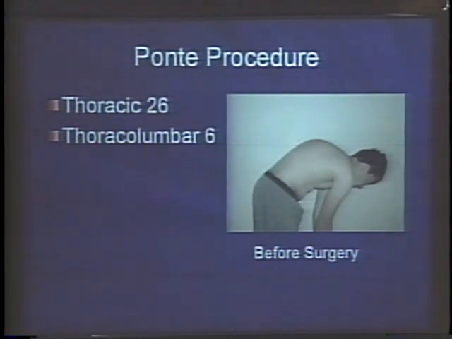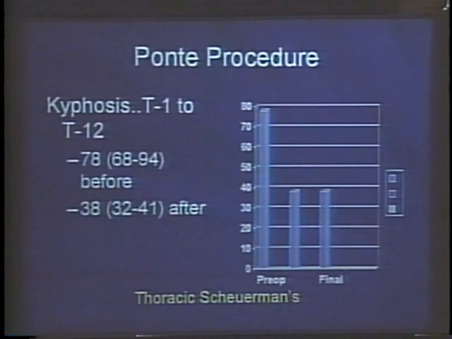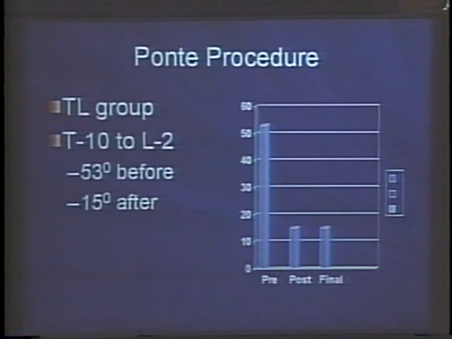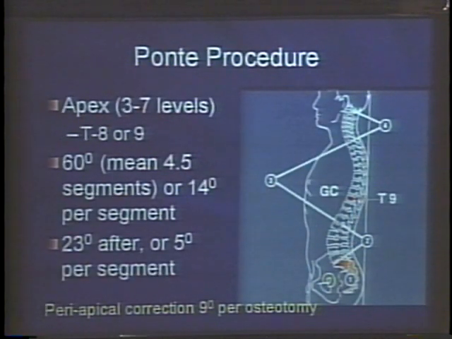Of the 32, 26 were pure thoracic Scheuermann's and 6 were thoracolumbar. The kyphosis in the thoracic spine averaged nearly 80 degrees before and 38 degrees afterwards and at final evaluation. The thoracolumbar kyphosis in the 6 patients who had that condition averaged about 53 degrees before and 15 degrees after, with no change at final follow-up. So the ability to correct the kyphosis from this approach is quite excellent. If you look at the apical zone, the kyphosis across the mean 4.5 segments was 60 degrees or 14 degrees per segment, and it was 23 degrees or 5 degrees per segment afterwards. So you can anticipate routinely a correction of about 10 degrees per osteotomy.